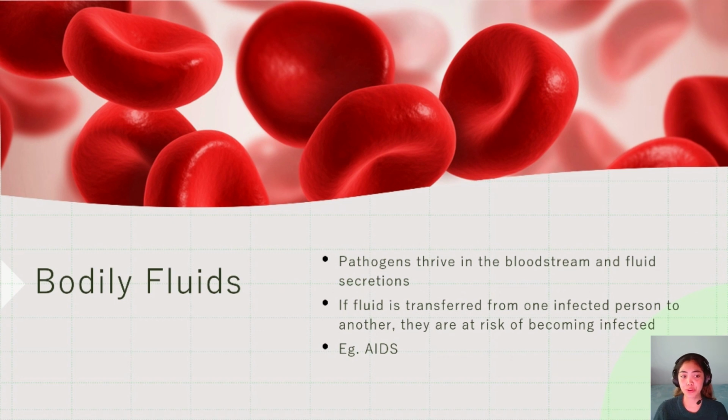The other one is through bodily fluids. As you saw before, this was classified as direct contact. This could be pathogens that are inside the bloodstream or other fluid secretions such as urine, or even when you are having sexual intercourse with someone and they are excreting bodily fluids, you can also catch that from them.